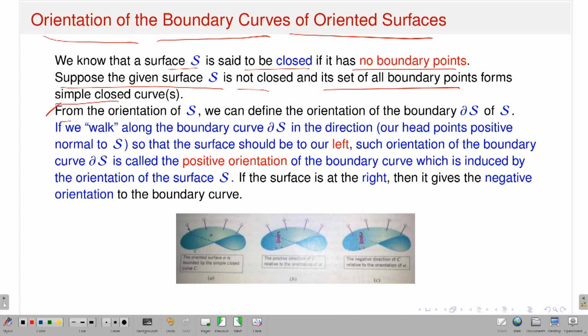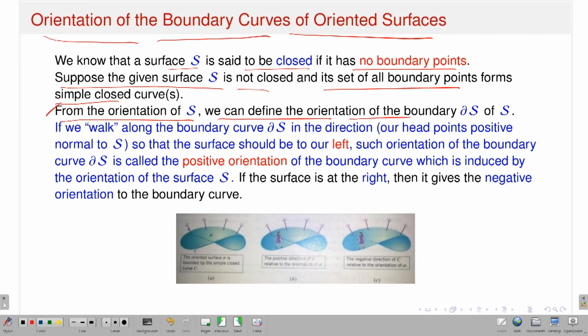Then suppose you start with some smooth surface with some orientation, say let it be positively oriented. Then we can define an orientation on the boundary. That means a positively oriented surface will induce an orientation on the boundary. How do you do that? We can define orientations on the boundary. This is the notation for the boundary of this surface.